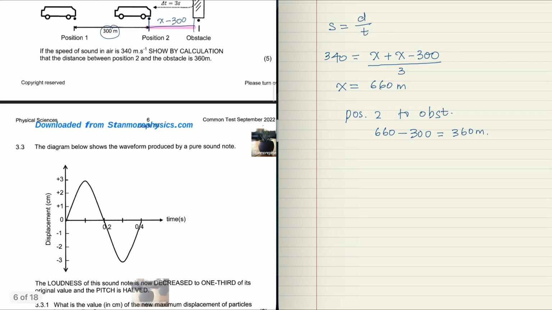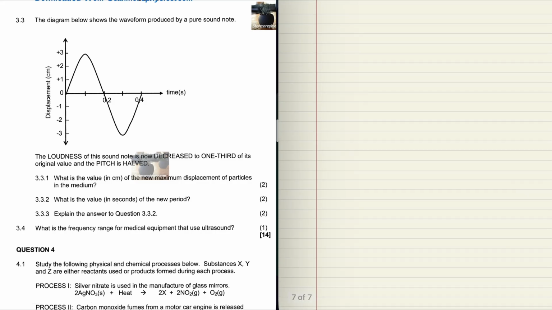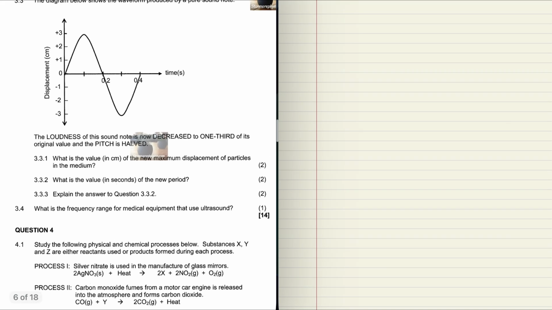Now let's take a look at the next one, question 3.3. The diagram below shows the waveform produced by a pure sound note. Okay, they tell us the loudness of the sound note is now decreased to 1/3 of its original value and the pitch is halved. So 3.3.1, what is the value in centimeters of the new maximum displacement of particles in the medium? So they are asking what is the new amplitude.